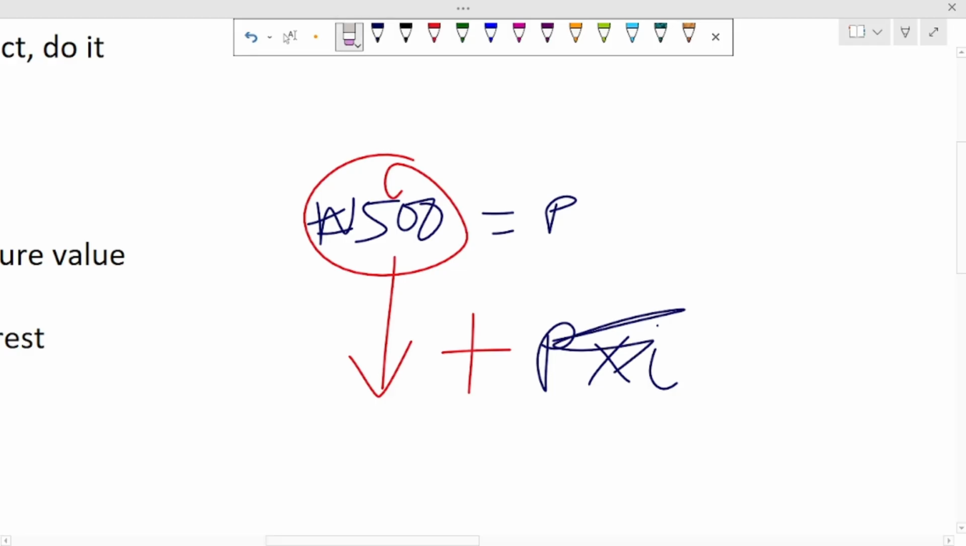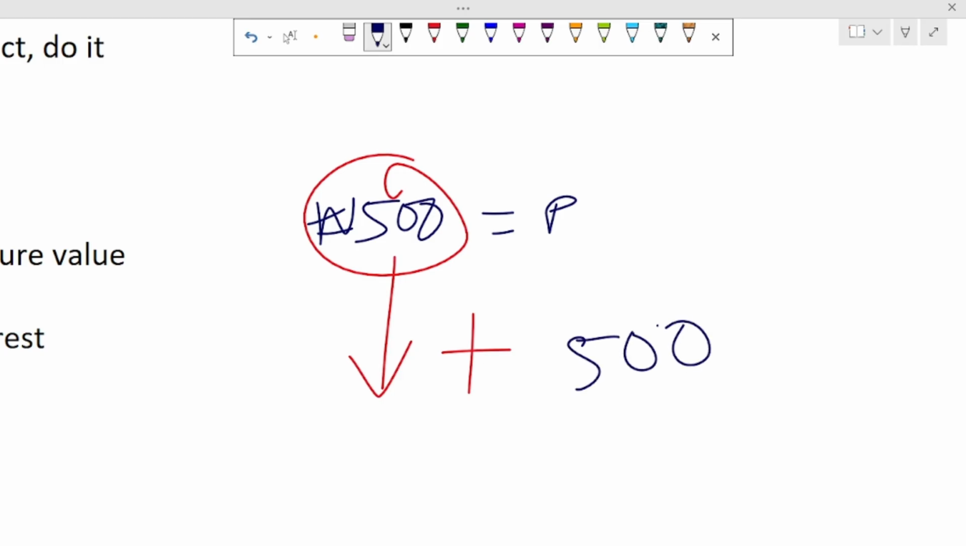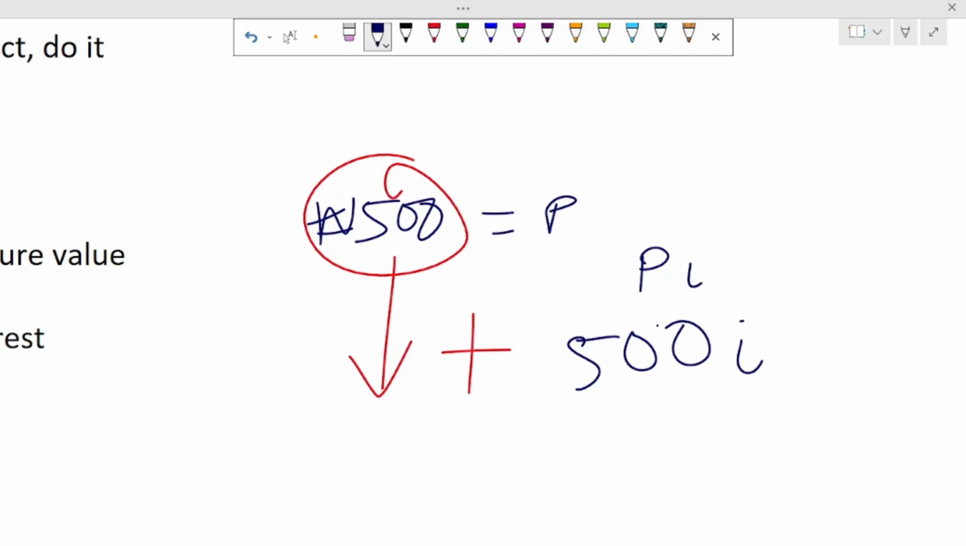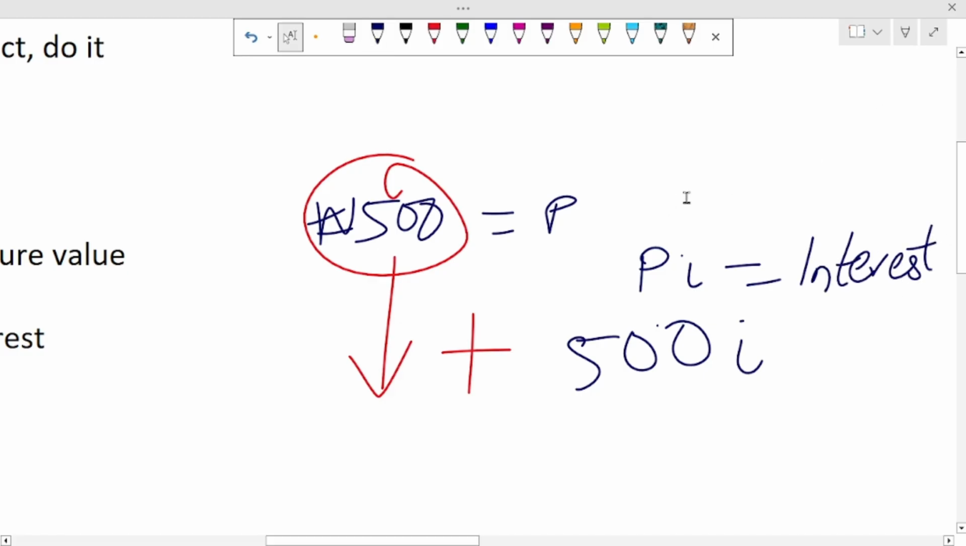Are we following? 500 naira is what you put in, right? So your interest will be the rate of interest, which is I, maybe 2% or whatever percent. When you use that rate to multiply the amount, you will get the exact interest. Meaning the money you put in multiplied by the interest rate will give you your interest.